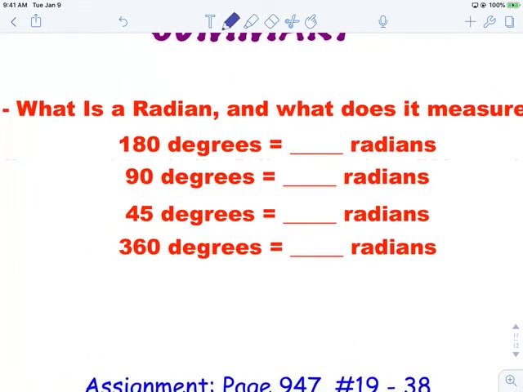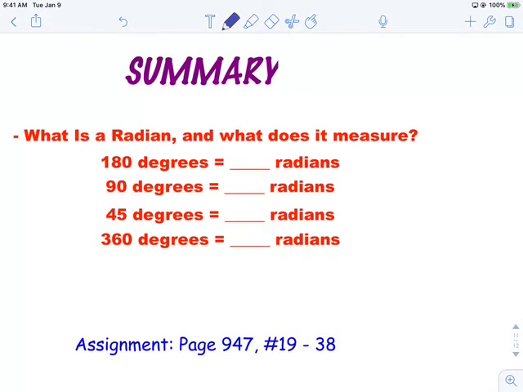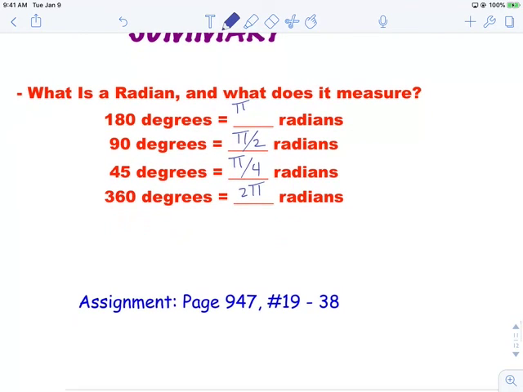Let's see. This is a summary to see if you're understanding. What is a radian? What does it measure? You should be able to answer that from the last couple days. 180 degrees is pi radians. 90 degrees, we just divide that by 2, pi over 2. 45 degrees is 90 degrees divided by 2, so that's pi over 4. 360 degrees is 2 pi radians.